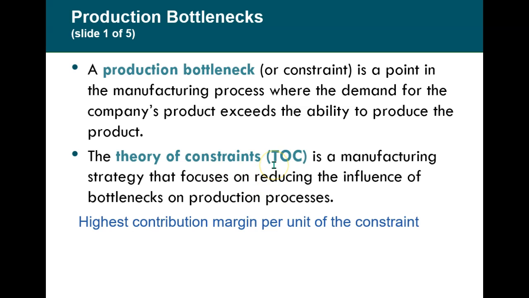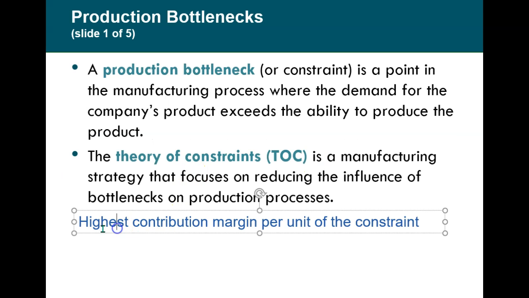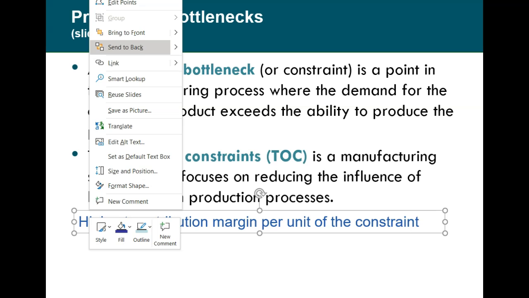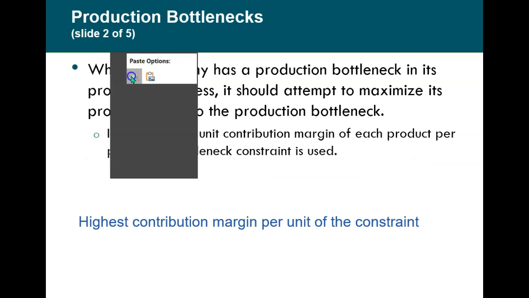So the theory of constraints is a manufacturing strategy that focuses on reducing the influence of bottlenecks on production processes. So wherever you've got things backed up, you want to see if you can move those a little bit faster, okay? So when a company has a production bottleneck in its process, it should attempt to maximize profits subject to the production bottleneck. So in doing so, the unit contribution margin of each product per constraint is used. Okay, so what we're doing, this is the same thing right here. Just keep that in mind. You're looking at the highest contribution margin per unit of the constraint.